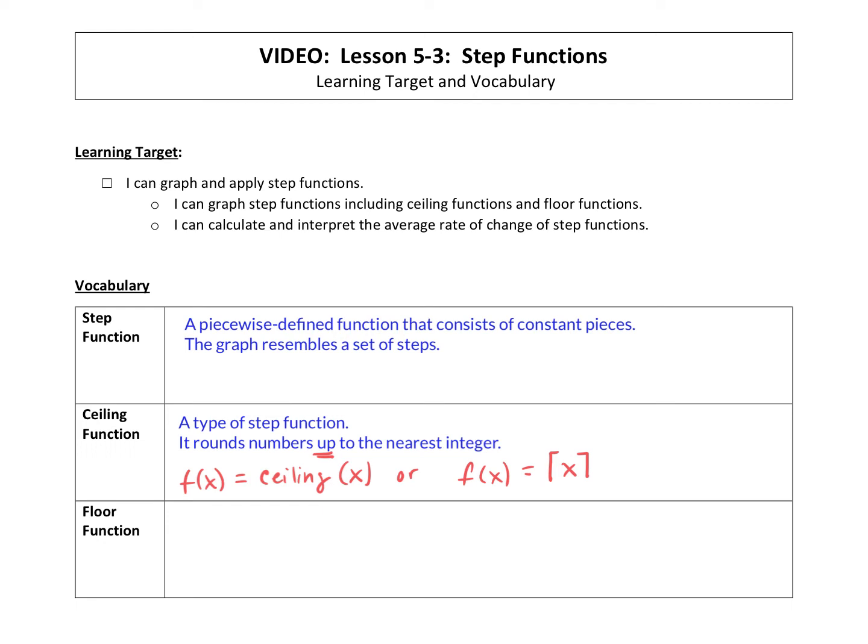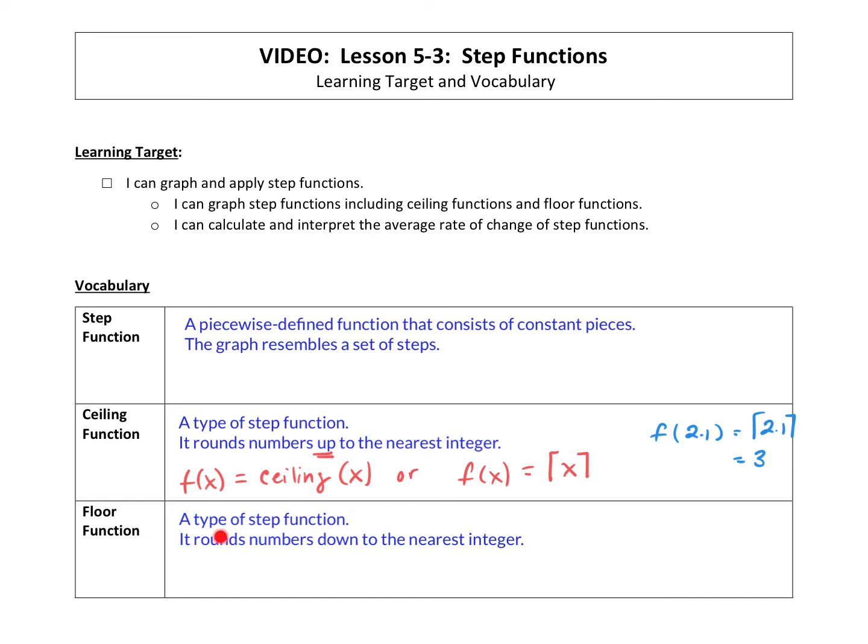So for example, let's say we had f of 2.1. Well, if you apply a ceiling function to 2.1, it's going to round 2.1 up to the nearest integer, which will be 3. So the ceiling function of a value of 2.1 rounds up, giving us a value of 3.